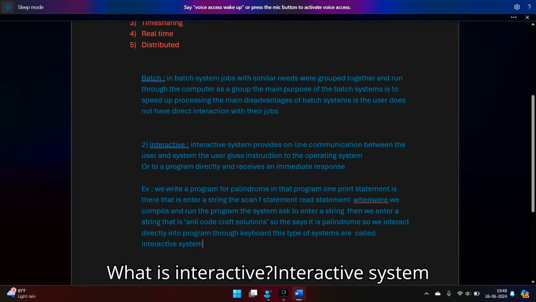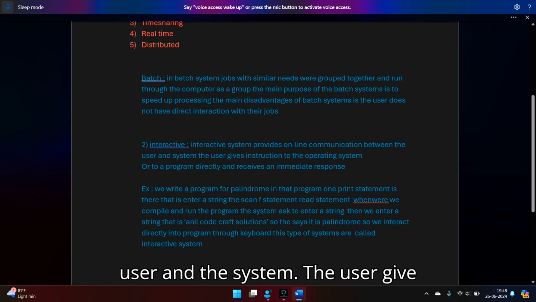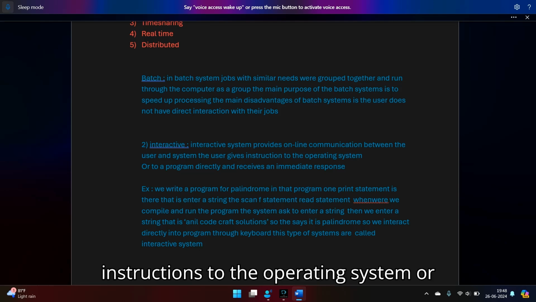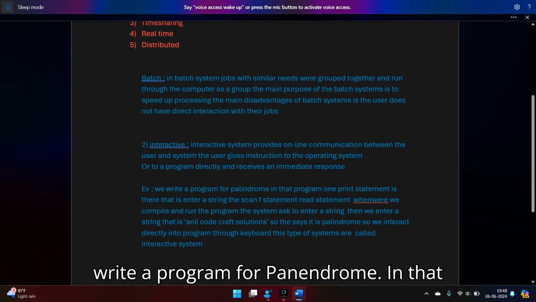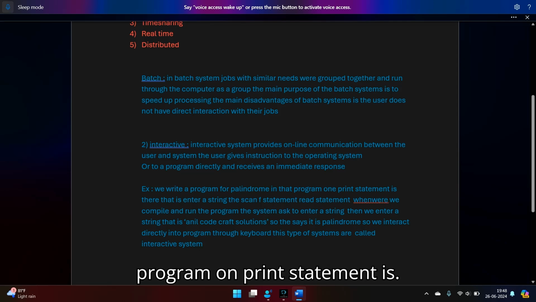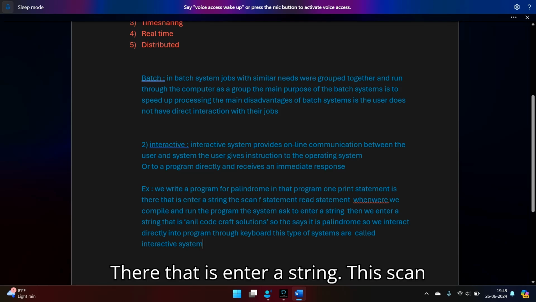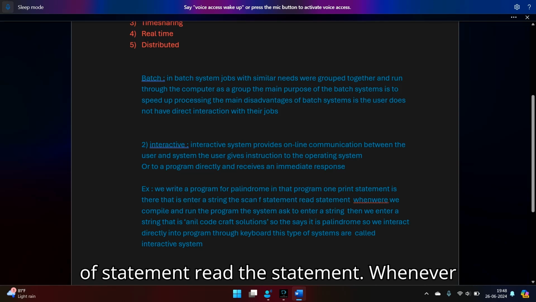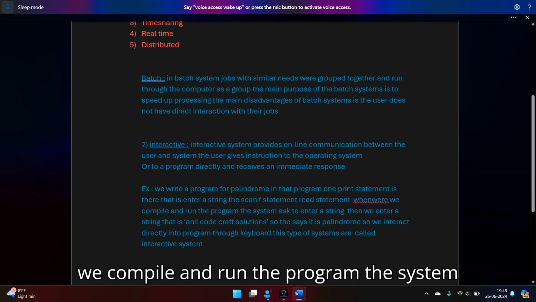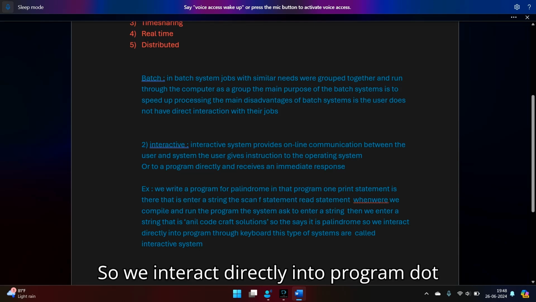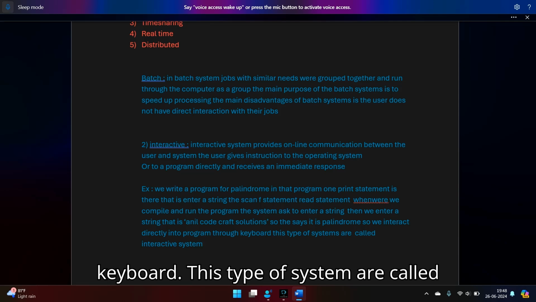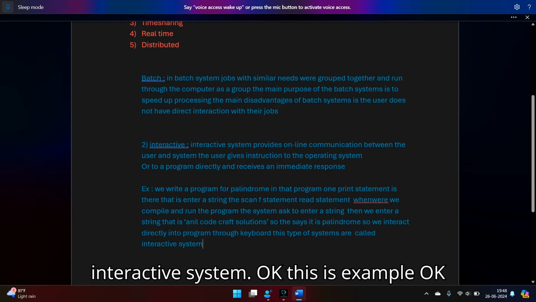What is interactive? An interactive system provides online communication between the user and the system. The user gives instructions to the operating system or program directly and receives an immediate response. For example, we write a program for palindrome. In that program, one print statement says enter a string. This scanf statement reads the string. Whenever we compile and run the program, the system asks to enter a string. You enter a string, that is Anil Codecraft Solution. So the system says it is a palindrome. So we interact directly with the program through the keyboard. This type of system is called an interactive system. Okay, this is an example.